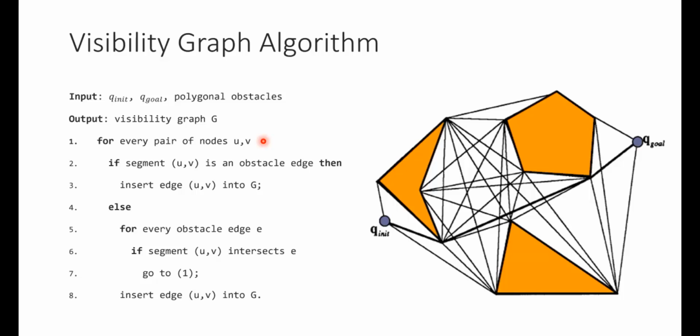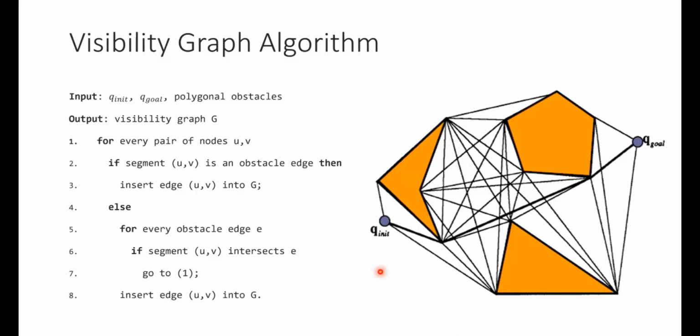So for every pair of vertices or nodes, if it's an obstacle edge, like this, then I'm going to add it into my graph because I'm allowed to do that. Otherwise, I have to check every obstacle to see if it intersects with this line I'm trying to put down. And if it does intersect, then it means it's in collision. And so I just ignore it and I go to my next pair. Otherwise, I insert that. And I can just do this and it will output my visibility graph. So I can turn this scene into this graph.